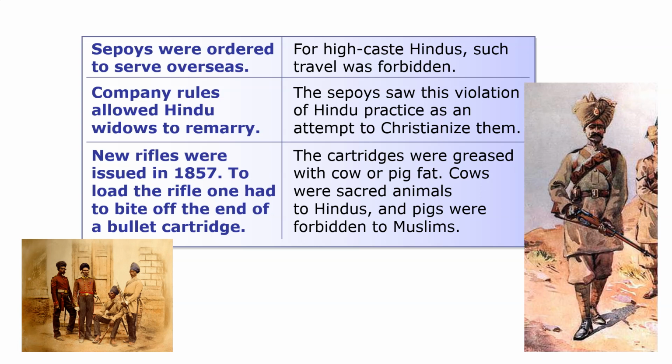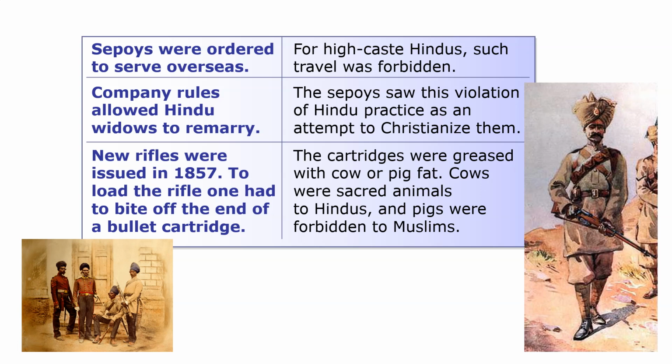A second example. East India Company rules allowed the widow of a Hindu to remarry. Well, Sepoys saw this as a violation of traditional Hindu practice and an attempt by the British to Christianize them, and they took offense to that.